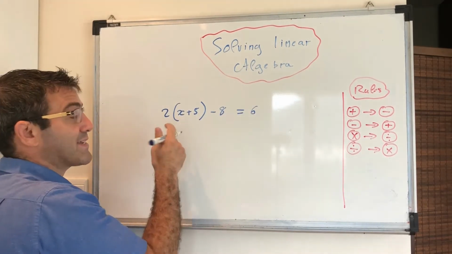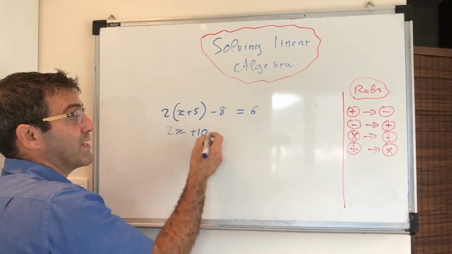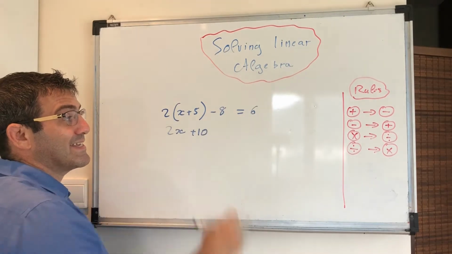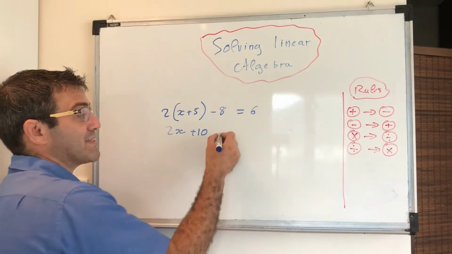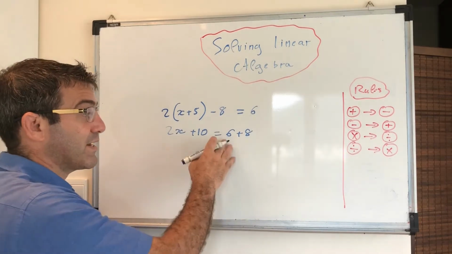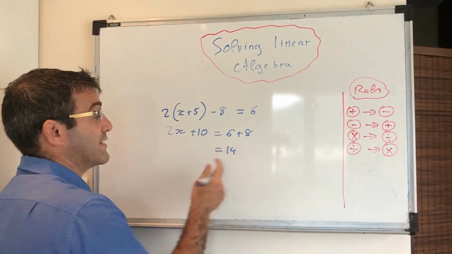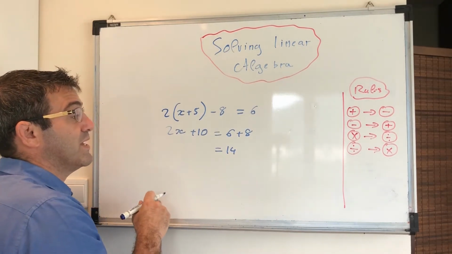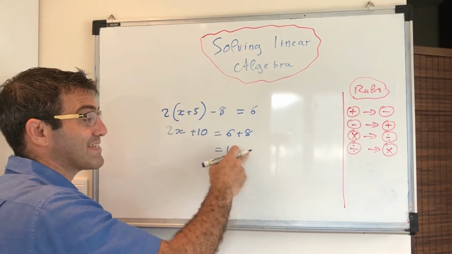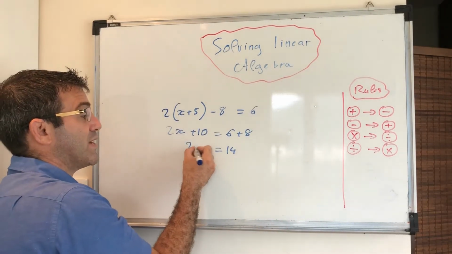So 2 times x is 2x, and 2 times 5 is 10. Now if I move the -8 to the other side, it becomes a +8. So I can say 6 plus 8. So luckily enough, 6 plus 8 is 14. So I can do that now. And here I have 2x plus 10. Now I could move the plus 10 to the other side. Plus becomes minus.